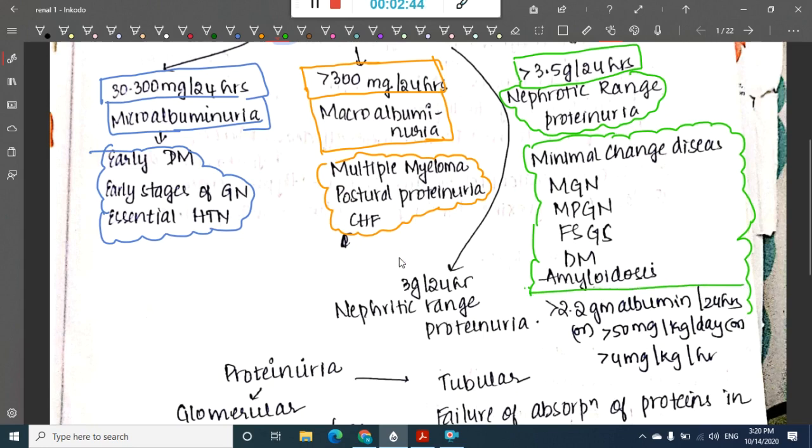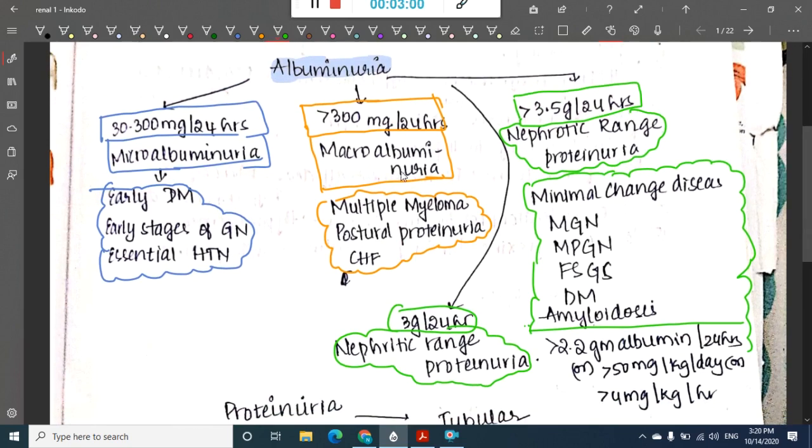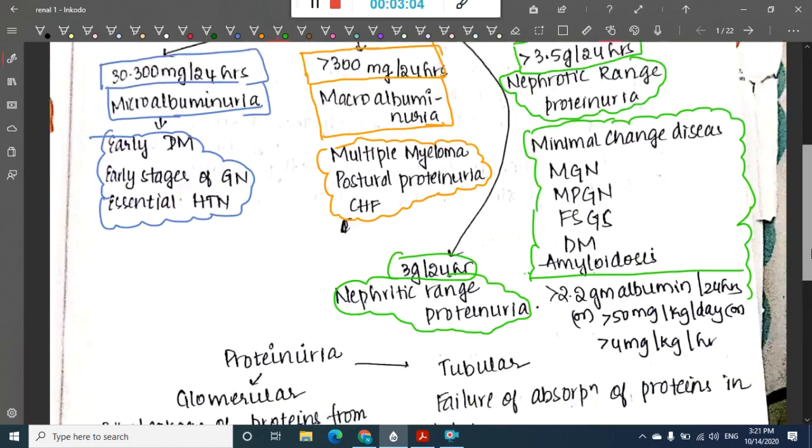Then we have something called nephritic range proteinuria. If the protein is just 3 gram per 24 hours, then we call it nephritic range proteinuria. So these are the main types of proteinuria based on the amount of albumin that is lost in the urine.